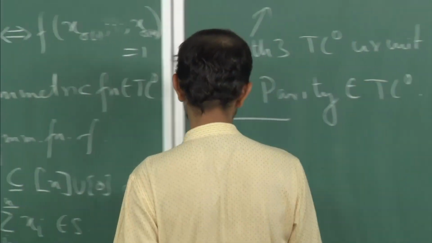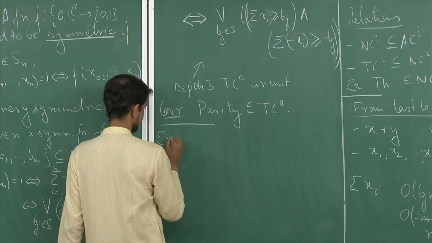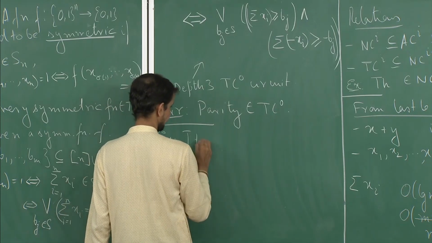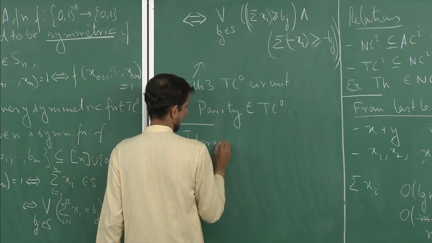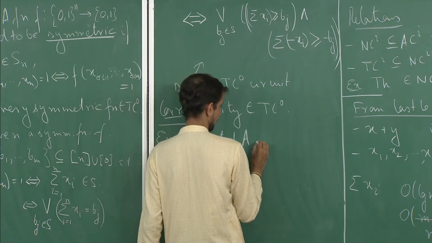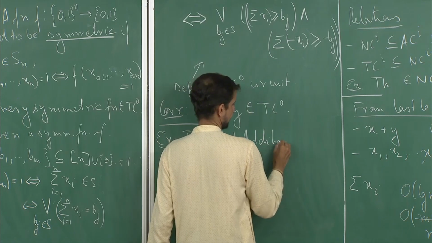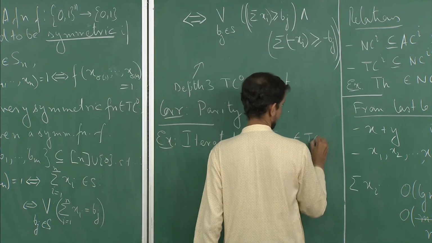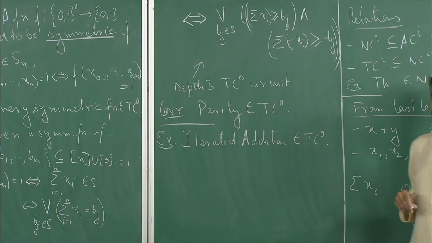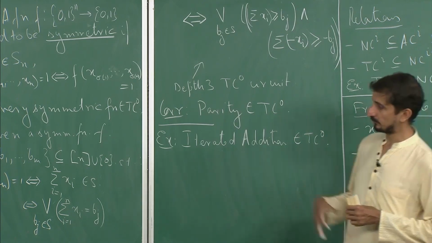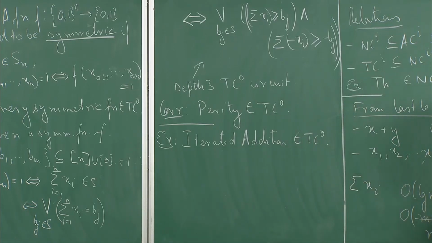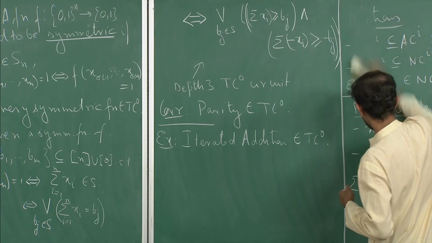So, one exercise, in fact, I mentioned this earlier for you to try out, is to show that iterated addition is in TC0 in fact. Okay. Yeah. So, if you allow threshold gates, you can do it in constant depth. Okay. Okay. So, moving on.